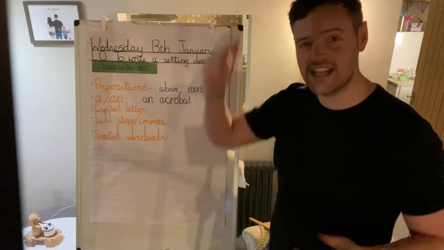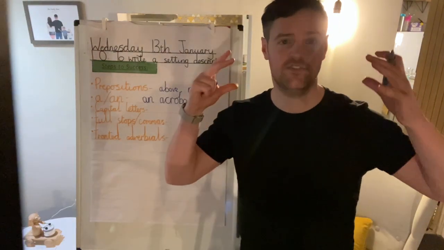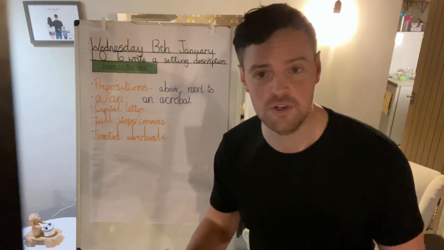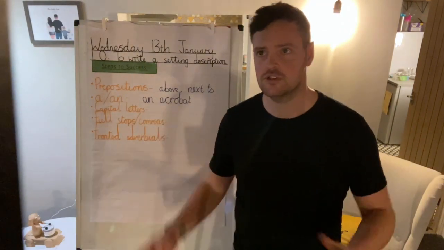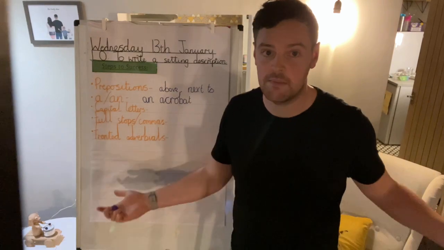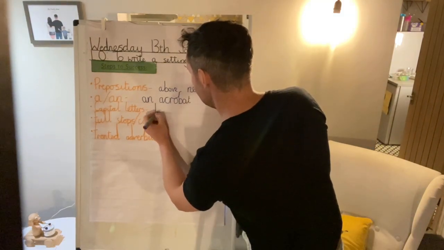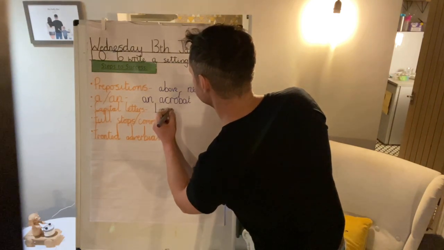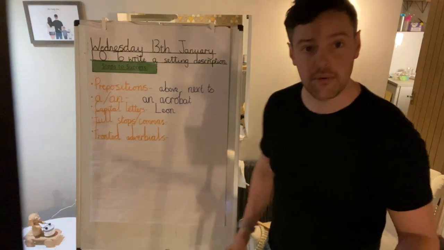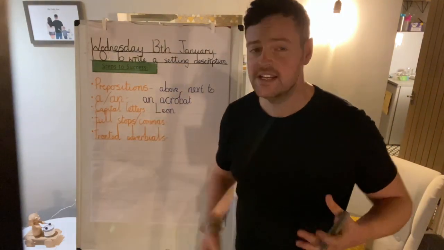Okay, the next one, capital letters, sounds obvious, but once we're in the midst of writing and you've got all of these ideas flowing around your head, you're thinking, oh, I want to do this, I want to talk about this. Sometimes it can be really easy to write Leon without a capital letter. So for that reason, I'm going to write his name there. We always need a capital letter to begin a sentence and for proper nouns such as names. So Leon.